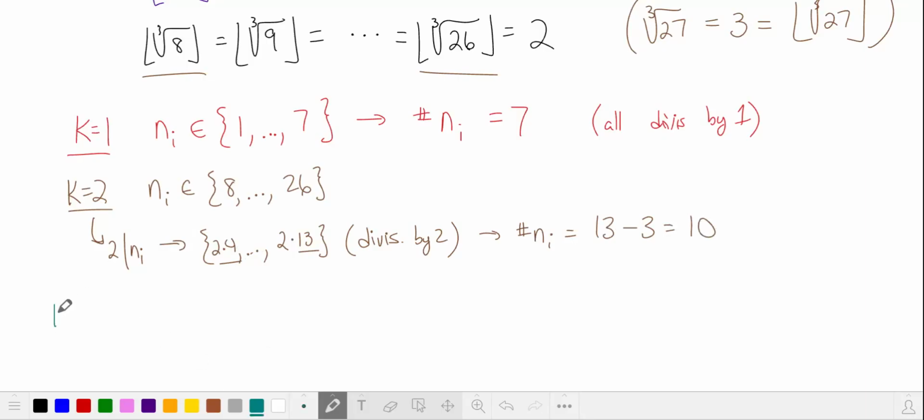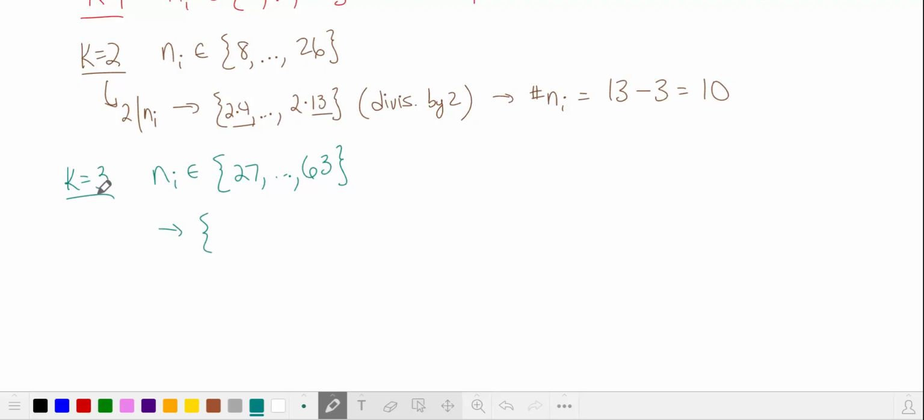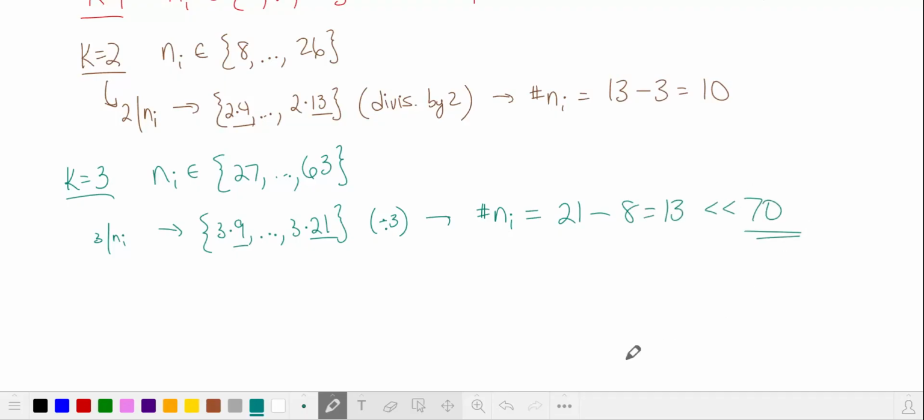Let's try one more example where k is equal to 3. Our possible cube roots start with 27. Our next perfect cube is 64, so we'll stop here at 63. Replacing this with the integers that are divisible by 3. Our first one here is 27, or 3 times 9. Our last one in this list is 63, or 3 times 21. So the number of elements that are divisible by 3, we'll take 21 and subtract 8, and we get 13. We're interested in achieving 70 solutions, and we're still far less than our goal.